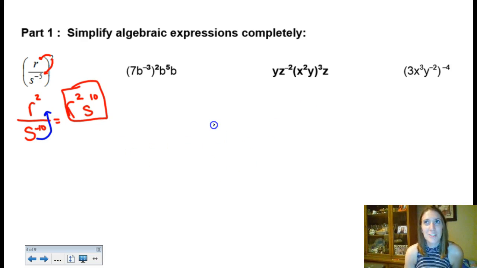The idea is you're not done simplifying until all your bases, like bases, are collected. There can't be any negative exponents, and there shouldn't be any parentheses left in your problem. So let's take a look at this next example.